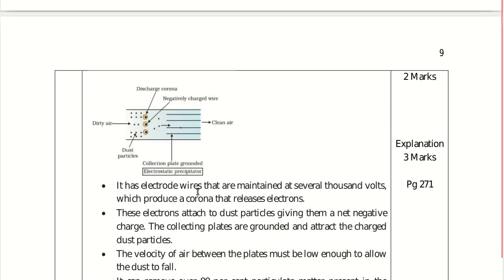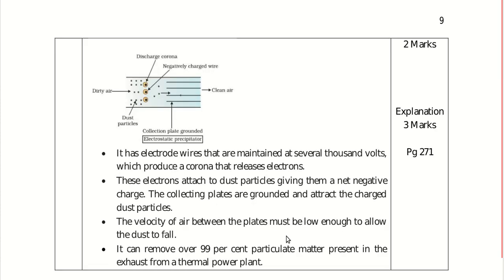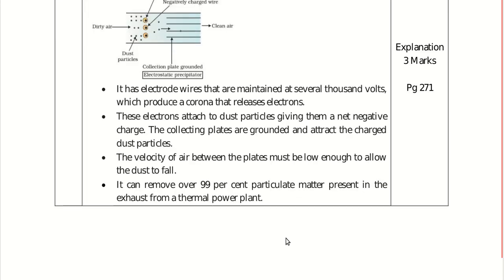The explanation is: it has electrode wires that are maintained at several thousand volts, which produce a corona that releases electrons. These electrons attach to dust particles, giving them a net negative charge. The collecting plates are grounded and they attract the charged dust particles. The velocity of air between the plates must be low enough to allow the dust to fall. It can remove over 99% of particulate matter present in the exhaust from a thermal power plant.